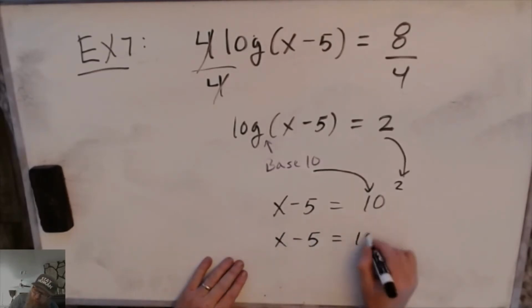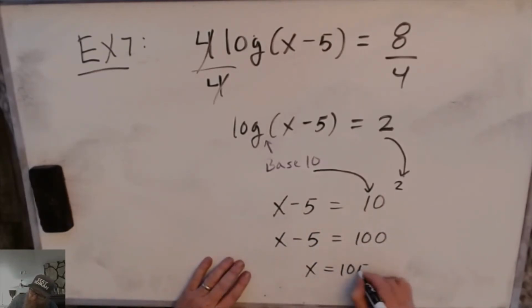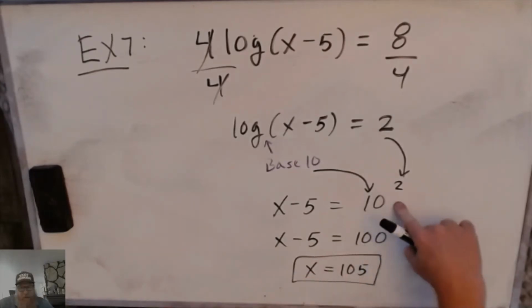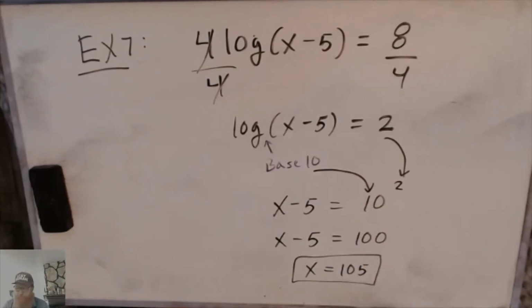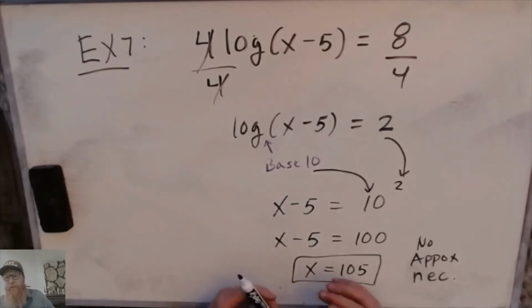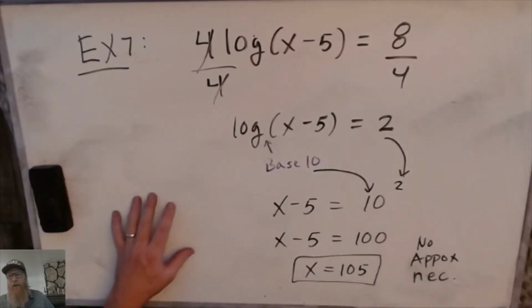This one does not require a calculator because you can all do 10 squared in your head, which is 100, and then add 5, and you get 105. So no approximation is necessary. This is an exact answer of 105. Okay, the last few examples all require a relatively good understanding of the properties of the logarithms.